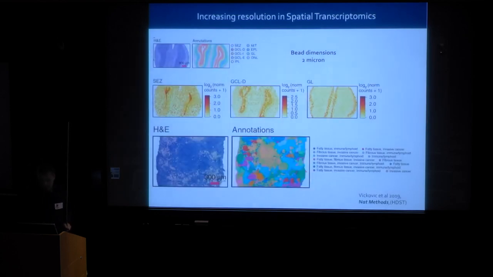So this is from the mouse olfactory bulb, and we could then generate much finer structures of the tissue using these 2 micron beads. And this is a case from tumors, and you could see the landscape of different cell types within the tumor, and it's a pretty messy image. And I'll come back to that later on, because that's a challenge, I would say, from a biology point of view.